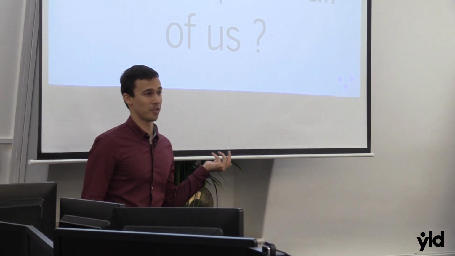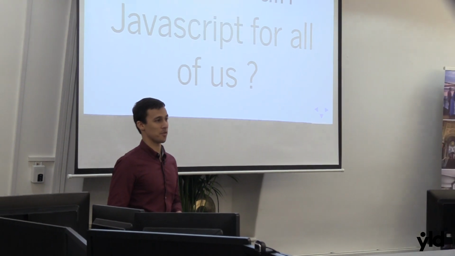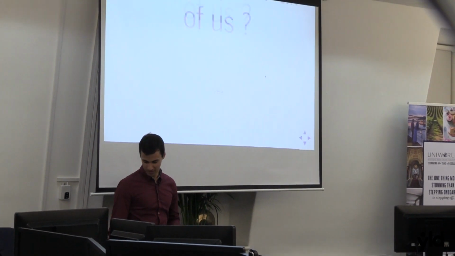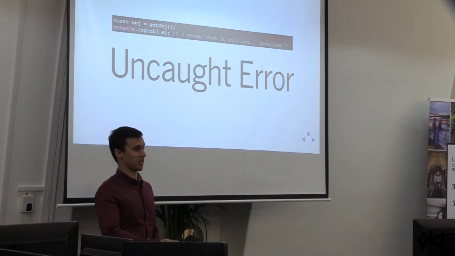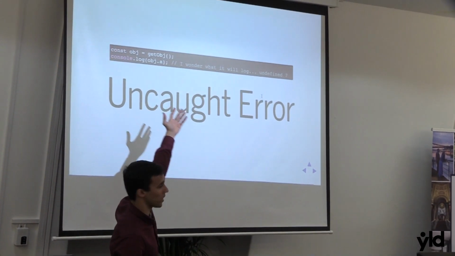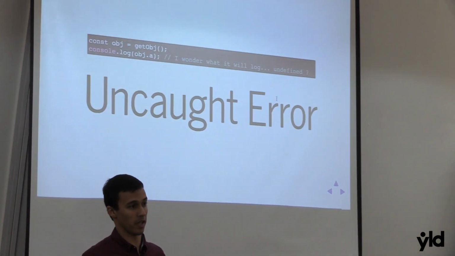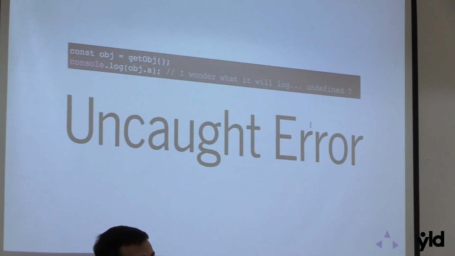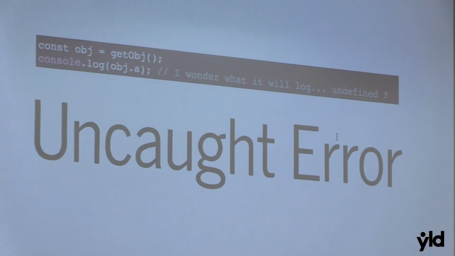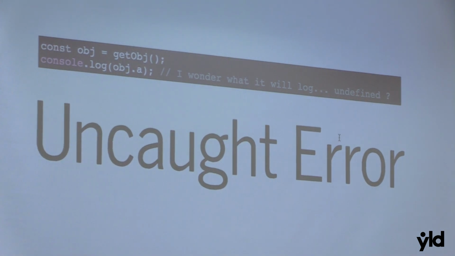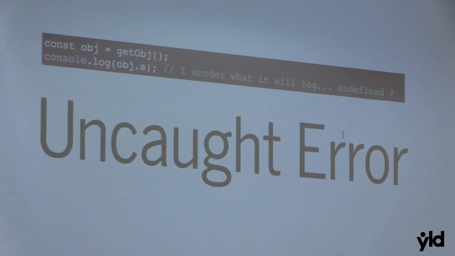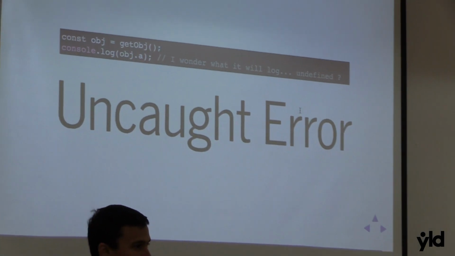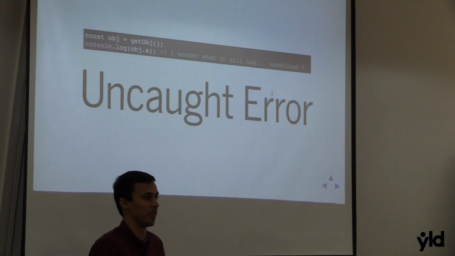Now, an interesting topic. Can this ruin JavaScript for everyone? Yes. How? Imagine you are using an object that you get from somewhere, like some library, anything that returns an object, and you think, this is a JavaScript object. Of course I should be able to access a property, right? Because what could break by accessing a property?